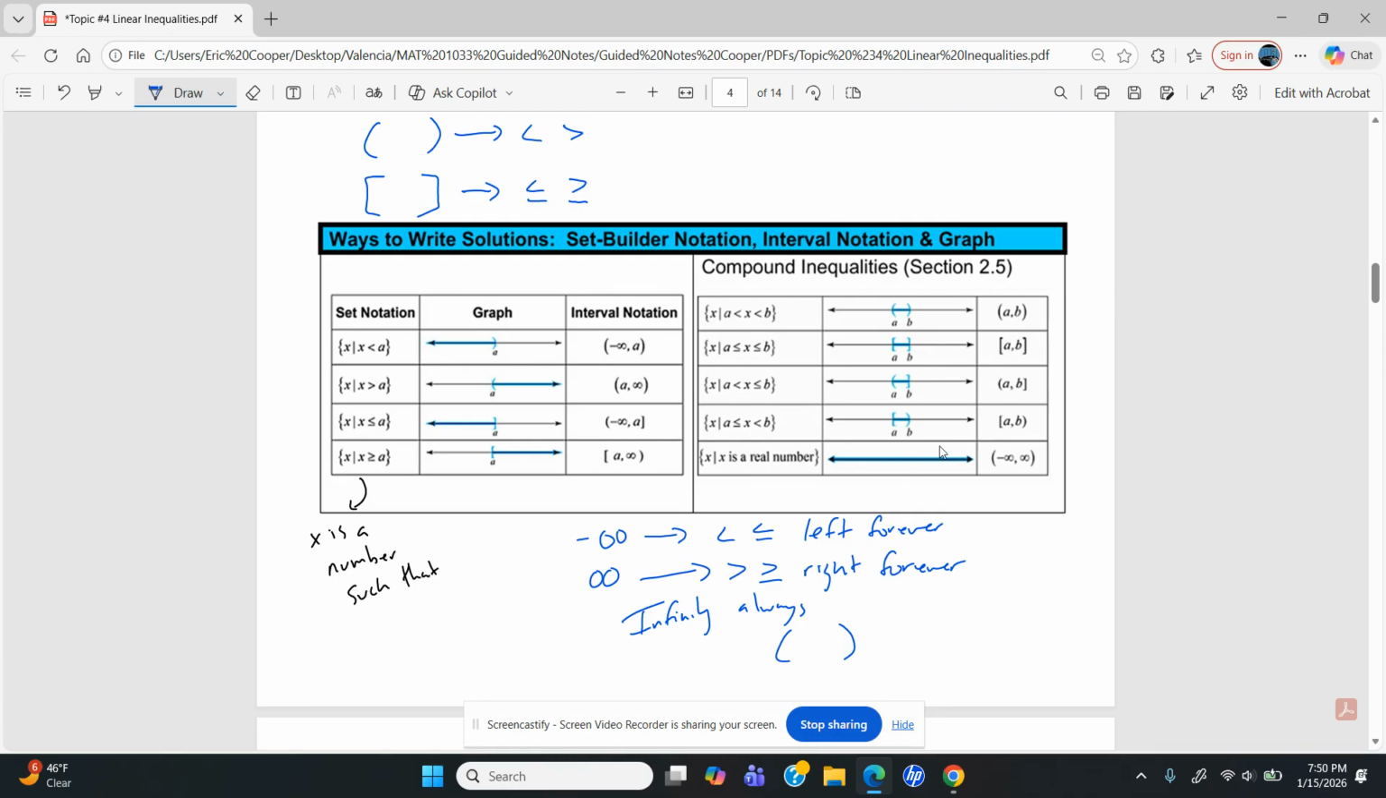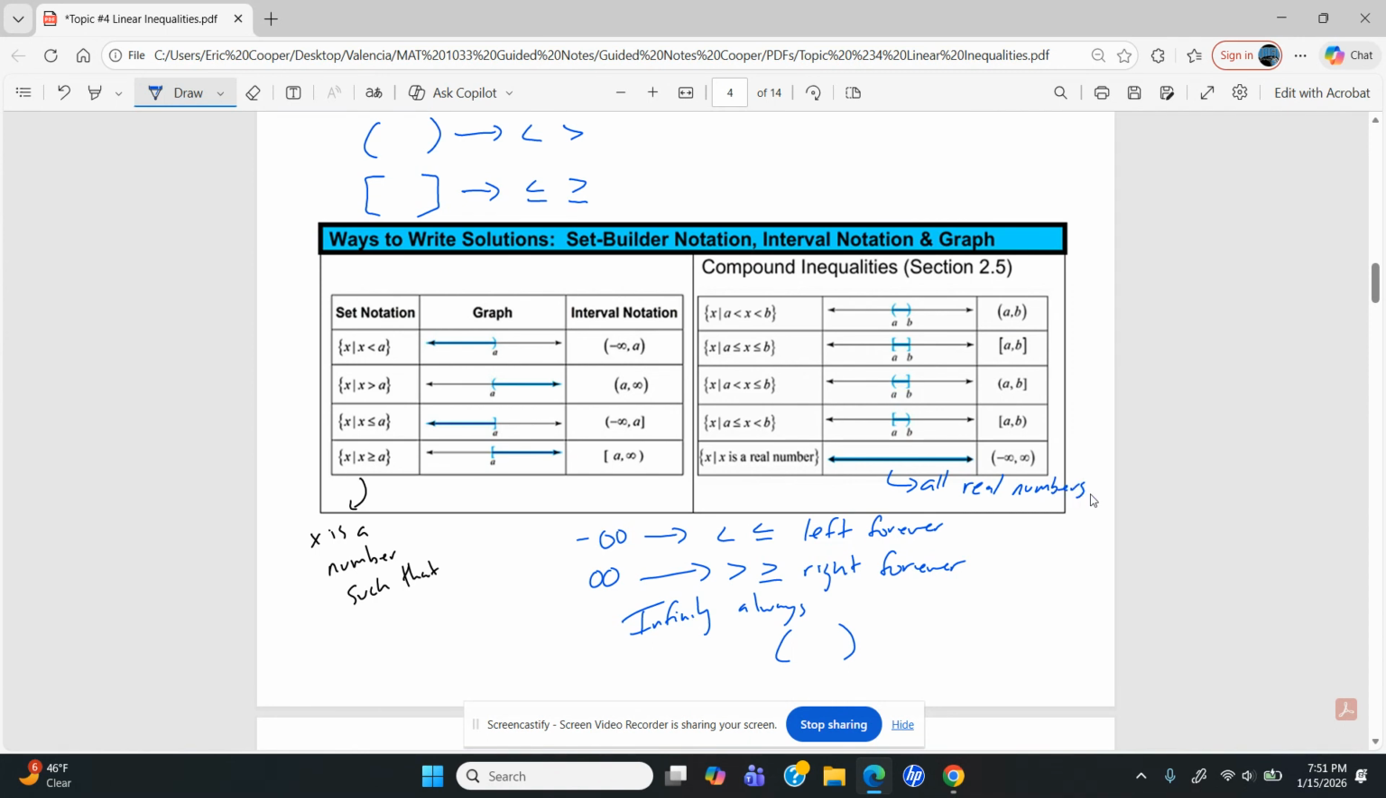You'll notice over here on the right, these are bounded. They have two numbers. We're graphing in between those values. So here it's saying x is a value such that x is between a and b, whether it includes a and b or not. The last one tells us x is a value such that x is a real number. In this case, we see everything's graphed, and we have infinities going both ways. This is another way that we can say all real numbers.